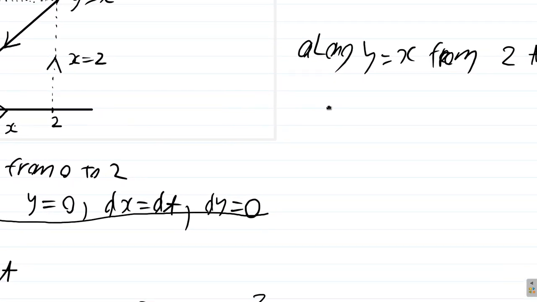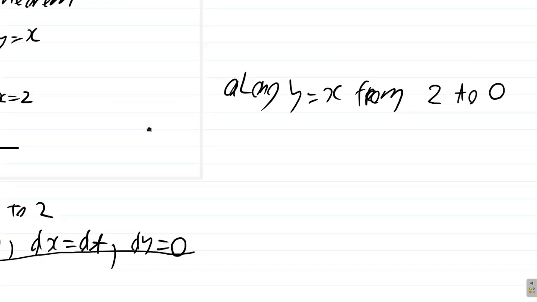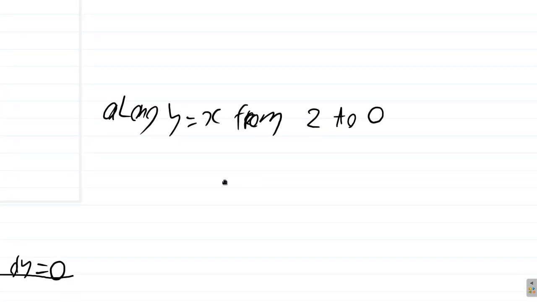Now, let's see how this is going to go. Y equals x. We want to change x and y to t, and dx and dy to dt. So let x be equal to t, the new variable. Now, since y is x, it means that x is t, y is also t.